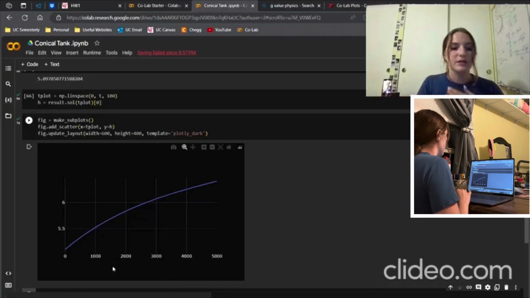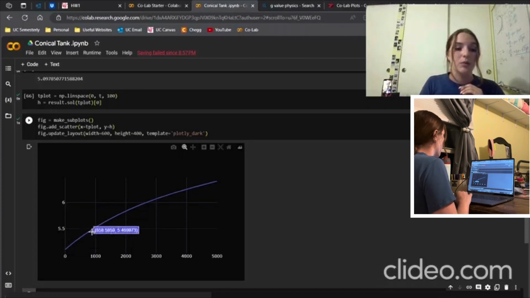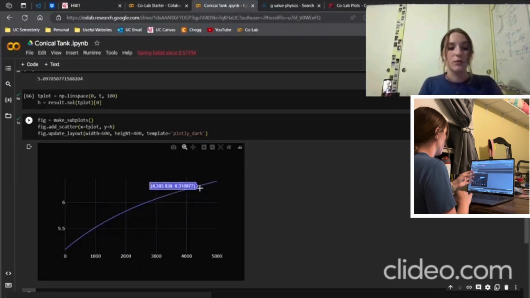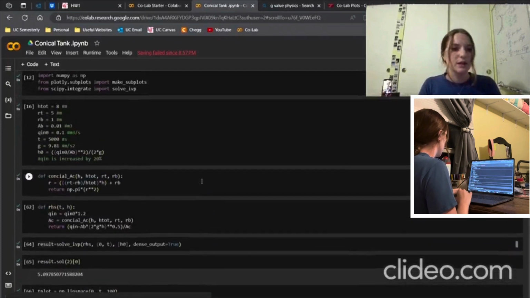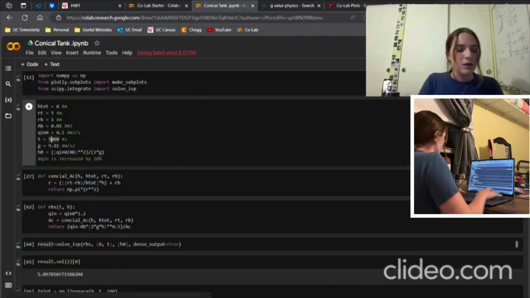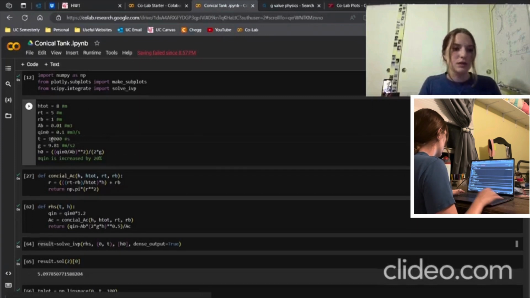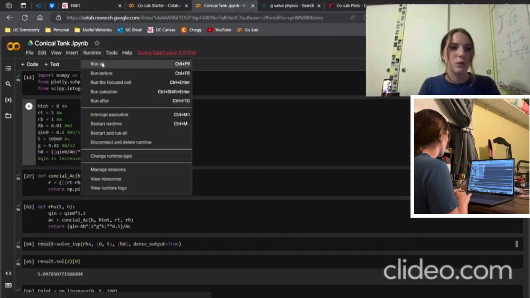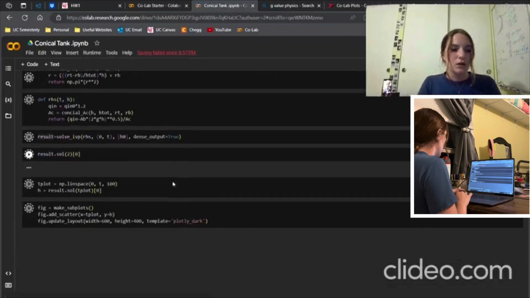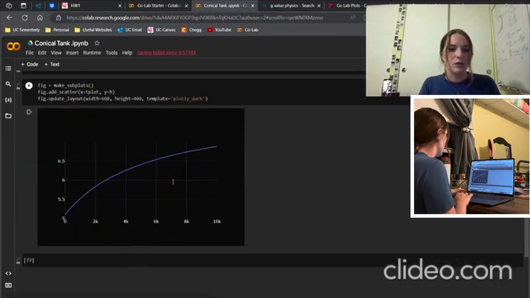So now we can see that our tank starts down here, and we slowly go up by that 20% increase until we slowly start to become straight. So let's see if we set our time equal to 10,000 seconds, and let's run all. Give it a second to load. So we can see that it starts to get straighter and straighter as we go.